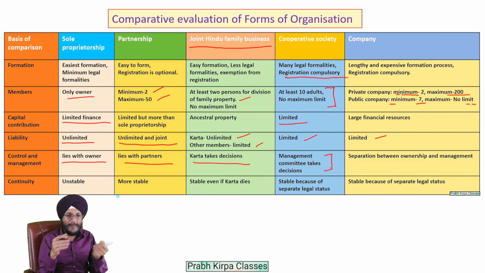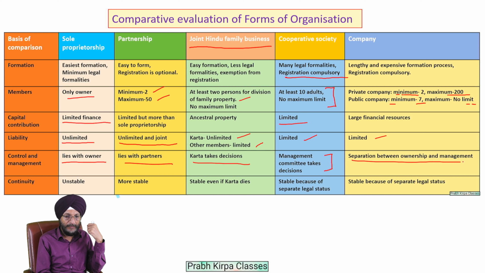Members of the cooperative society choose the management committee on the basis of one person, one vote, not one share, one vote. In the case of the company, there is separation between ownership and management because there is a board of directors who manages the affairs of the company.